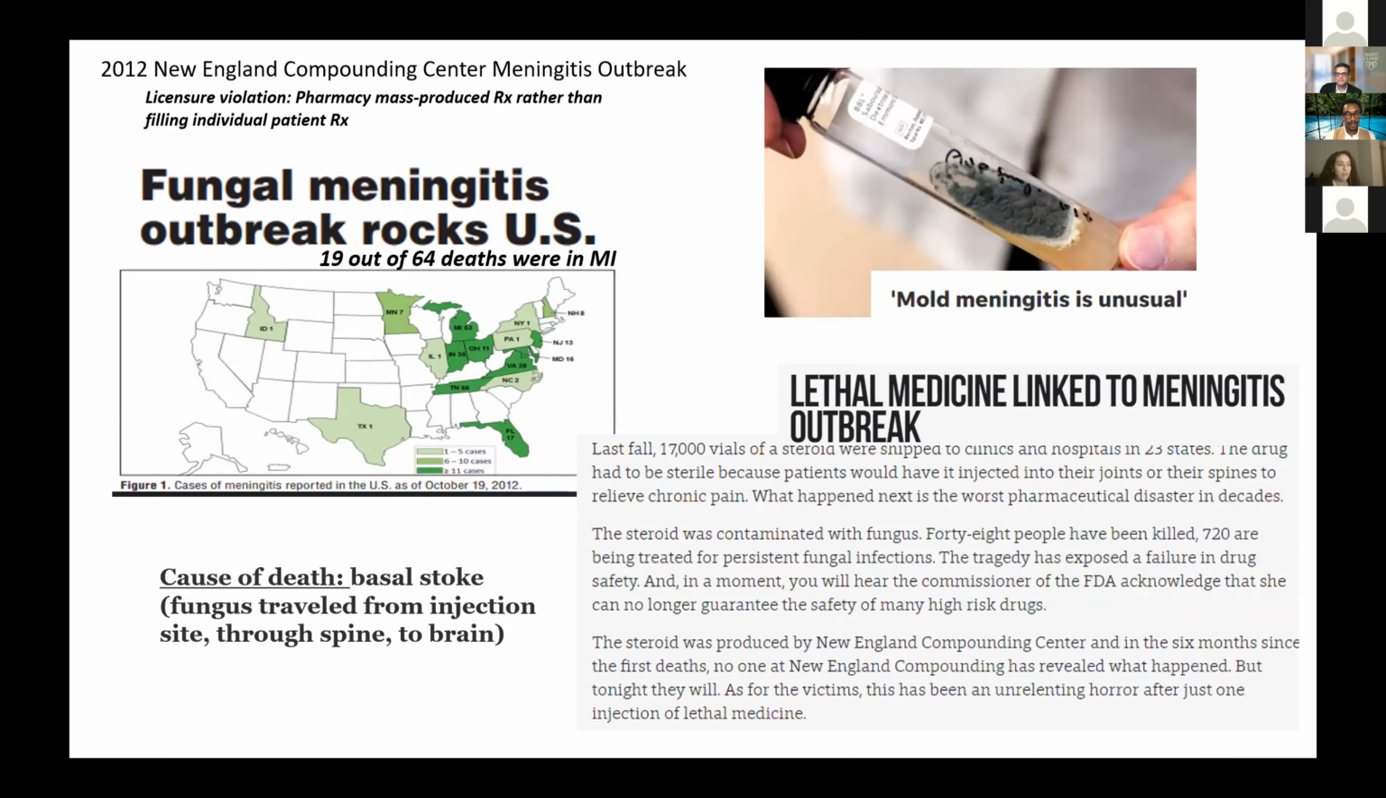So back in 2012, the New England Compounding Center had a huge meningitis outbreak that was caused primarily by a licensure violation. You had one pharmacy in question mass producing prescription steroids rather than filling individual patient prescriptions as they were received. Dozens of patients died of a fungal infection, and hundreds were injured. One of the larger states that suffered an impact was the state of Michigan, actually. The mold in the meningitis was very unusual, and it was just an unusual case in general. And so it was easier for regulators and researchers to trace back that source of the outbreak. And next slide.